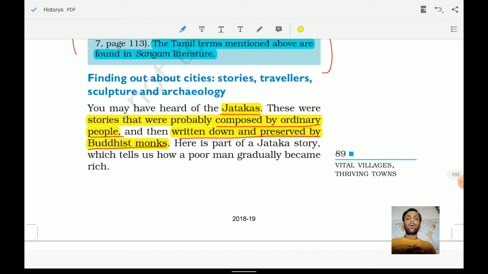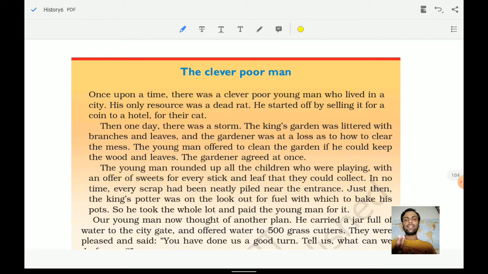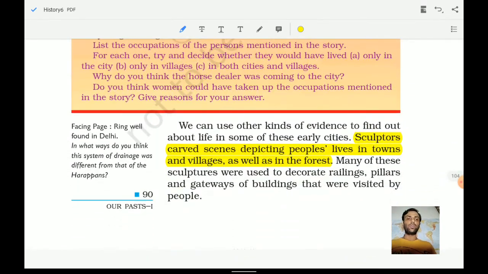Now we will understand about the Jatakas, different travelers, sculptures, and the archaeology. The Jatakas play an important role because they provide an elaborate understanding not only about the Buddha's life but also prominent information of that time. Jataka stories were probably composed by ordinary people, written down and preserved by Buddhist monks. Here a story has been mentioned, but this is of no use for us, so we will not go into the nitty-gritties of this story.